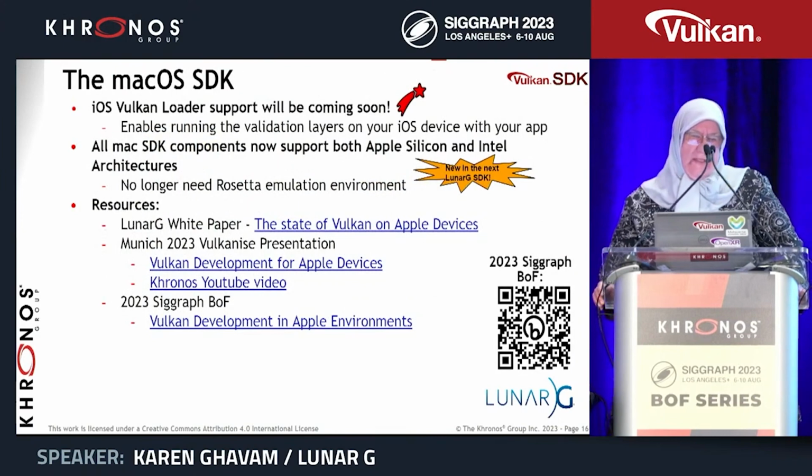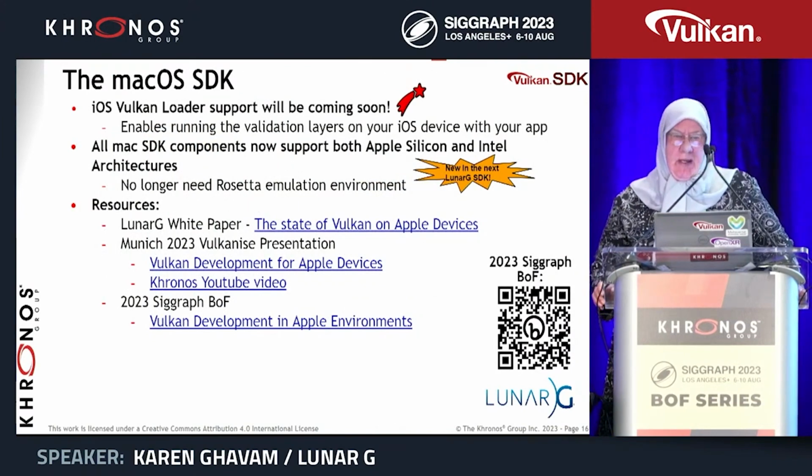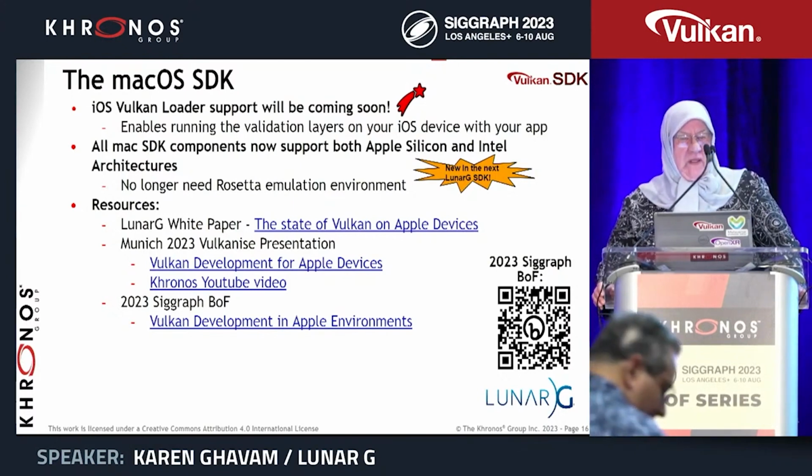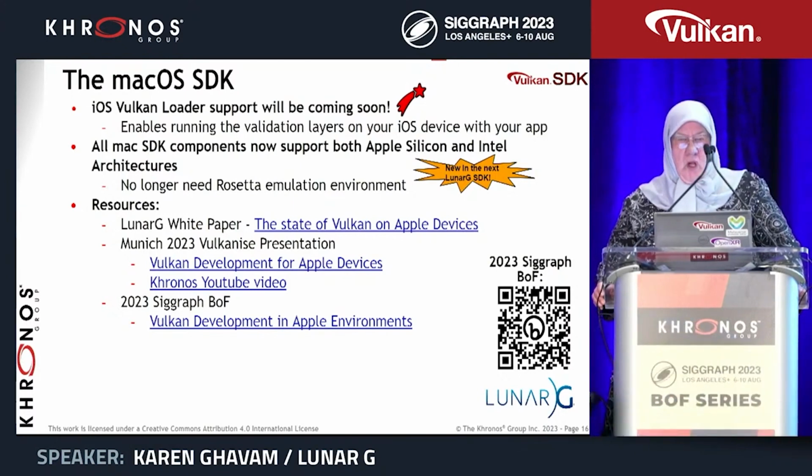Okay, the Mac OS SDK. Something that's new is that we have a loader for iOS running. We don't have it packaged and delivered in an SDK yet. We're not exactly sure, there are quite a few things we have to think about when it comes to productizing this. But what this will enable is that you can run layers, such as the validation layers, natively on your iOS device with your application once we have this loader shipped to you.